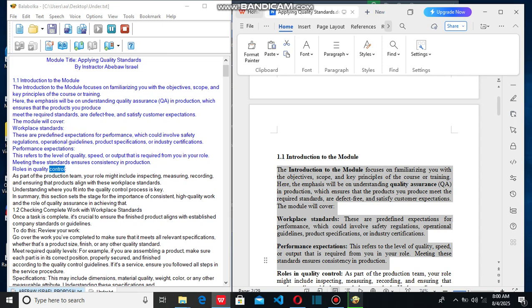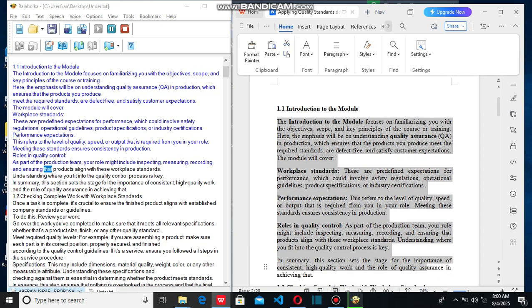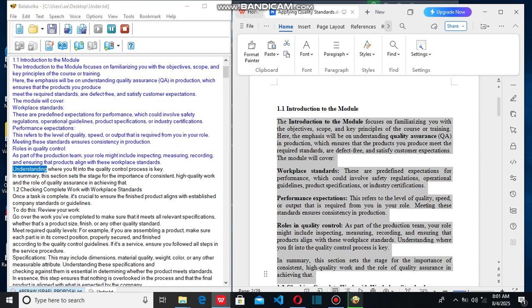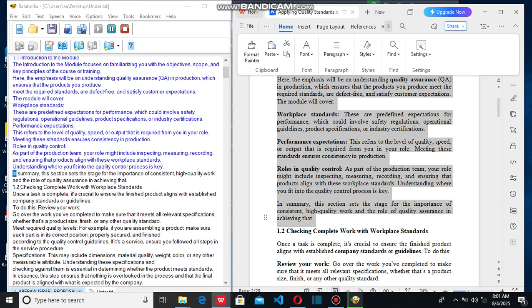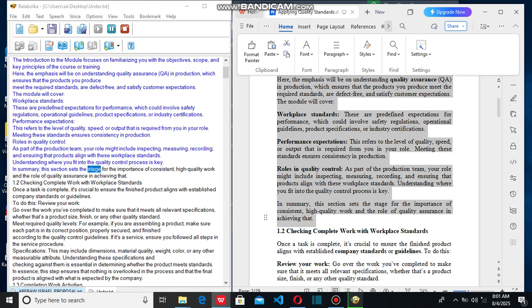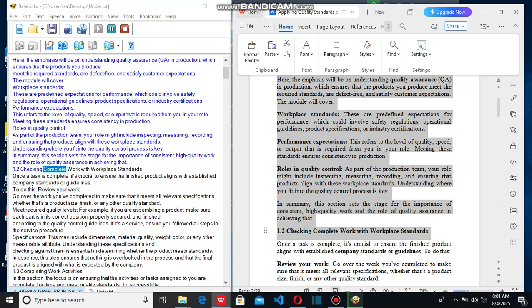Roles in quality control. As part of the production team, your role might include inspecting, measuring, recording, and ensuring that products align with these workplace standards. Understanding where you fit into the quality control process is key. In summary, this section sets the stage for the importance of consistent, high-quality work and the role of quality assurance in achieving that.